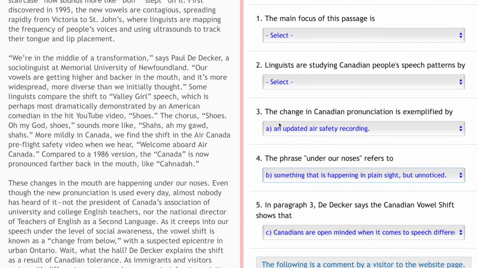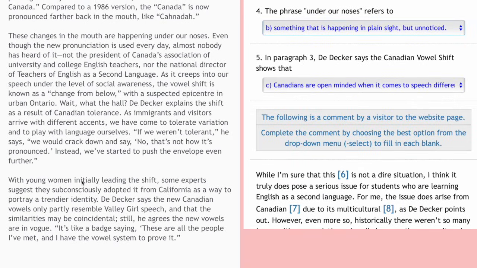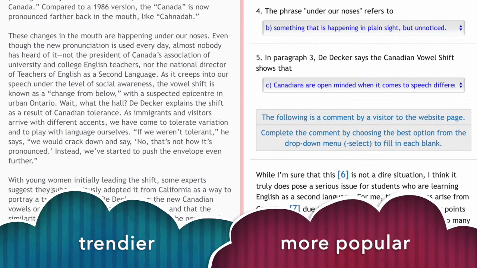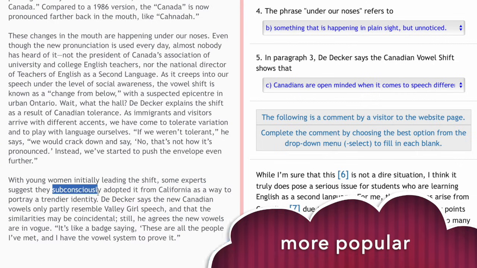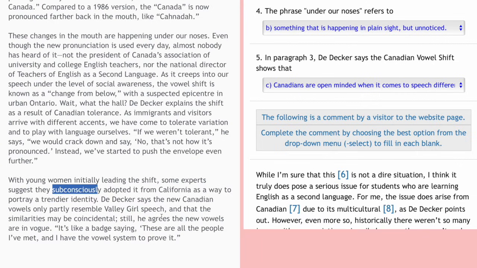So let's read the last paragraph. It wasn't clear about those yet. With young women initially leading the shift, some experts suggest they subconsciously adopted it from California as a way to portray a trendier identity. Trendier, more popular. Subconsciously, don't realize it.